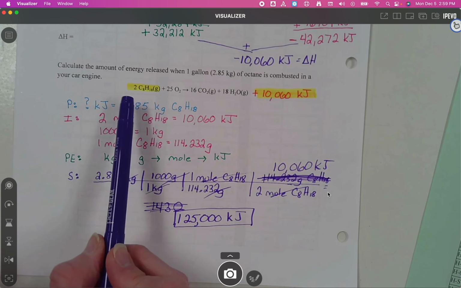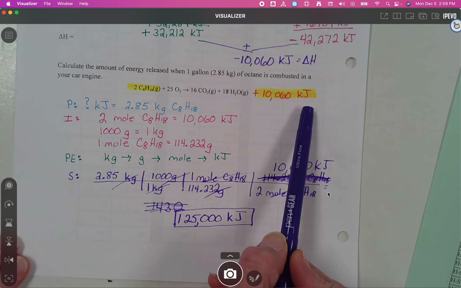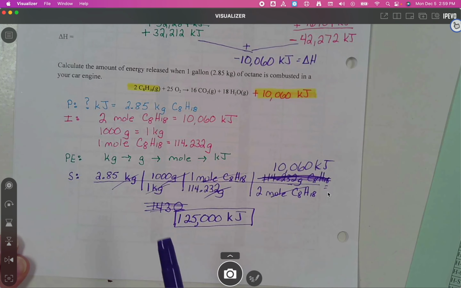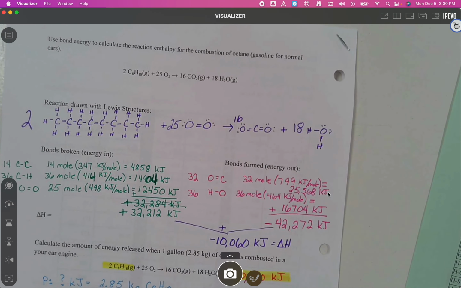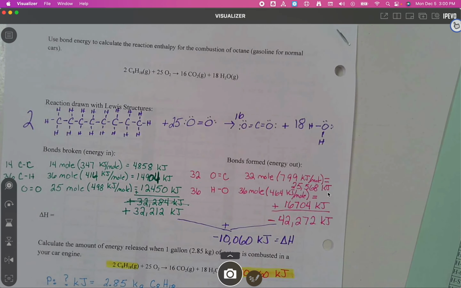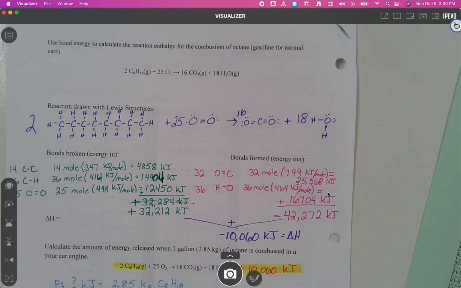Number 2, if you have the chemical equation, figure out how much energy is going to be released from a given amount of something being reacted. And skill number 3, if you're given the reaction and that bond energy table, to be able to use the bond energies to calculate the delta H value.